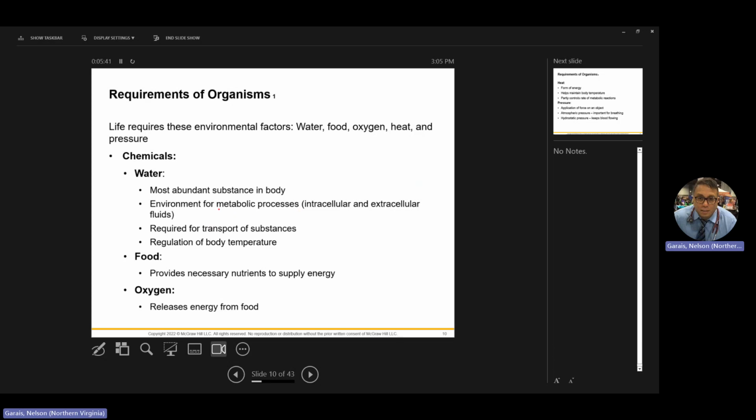You need it for all metabolic processes because they are in an aqueous environment. Transport of substances, and also regulation of body temperature. Human beings require homeostasis of a body temperature of 98.6 degrees Fahrenheit, also known as 37 degrees Celsius.